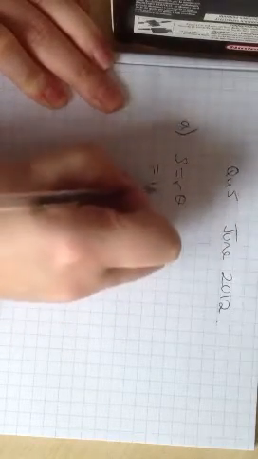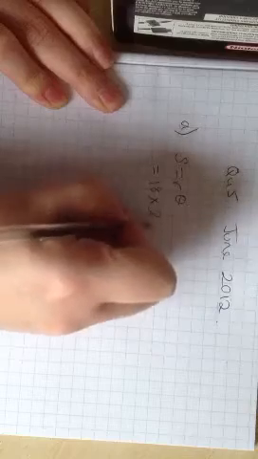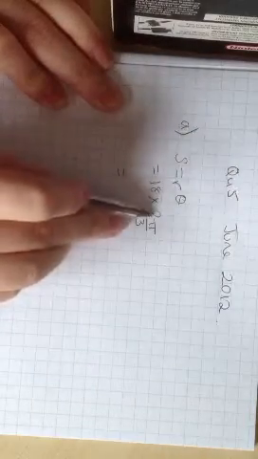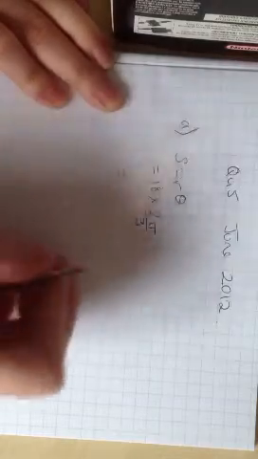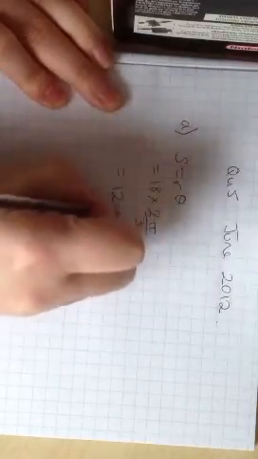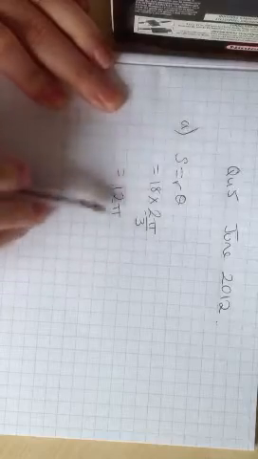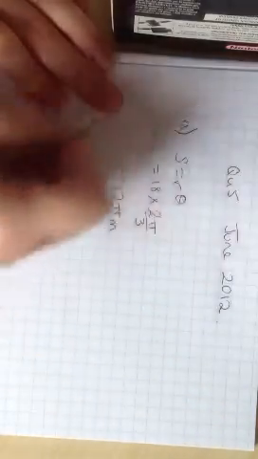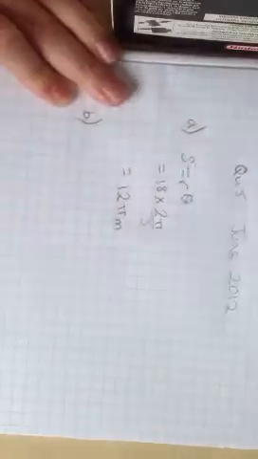R is 18, the angle is 2 pi over 3. You times those together. 18 times 2 is 36. 36 divided by 3 is 12, so the answer is 12 pi. The question tells you that you had to have your answer in terms of a multiple of pi, which it is. Stick meters on the end because you have just found a length. Question B.